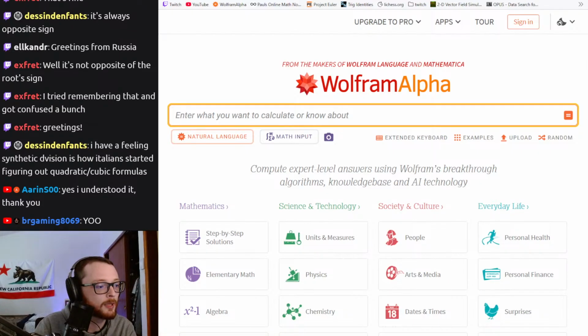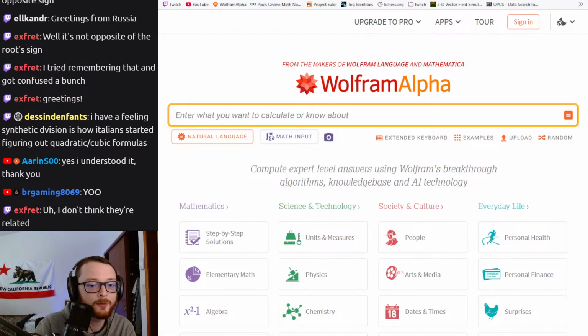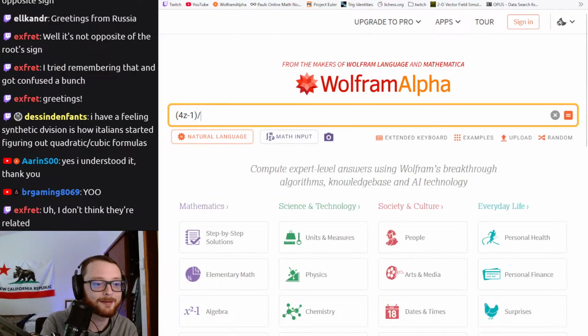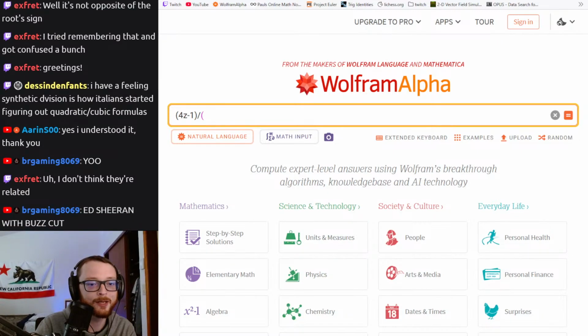4z minus 1. And hey, BR Gaming, you don't think they're related? I feel like they should. I feel like this has to work because the rest of the function will be analytic at z equals 1. So there's no way it's going to contribute a z minus 1 to the negative 2.